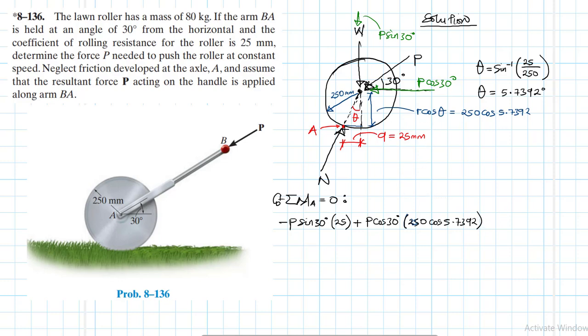What else do we have? We have W. Almost forgot W, minus W times, and W we already know: it is 80 times 9.81, times 25, is equal to 0. Therefore, let's make P the subject of the formula.